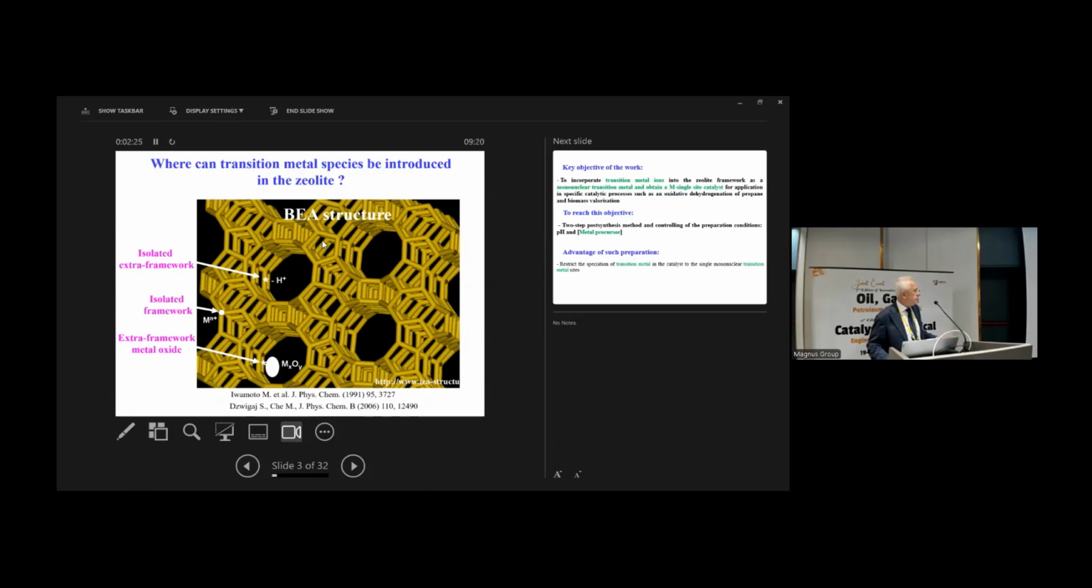So today I would like to show you how I try to incorporate the metal species in the framework position of the zeolite. And afterwards we will look at the catalytic activity of the obtained catalyst.